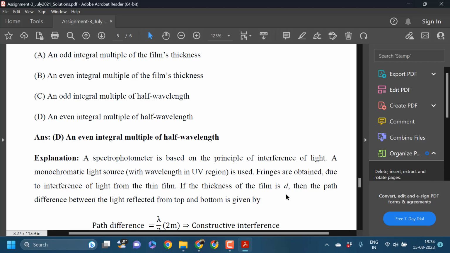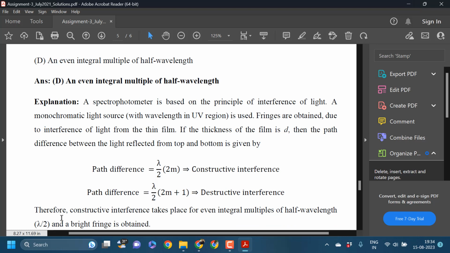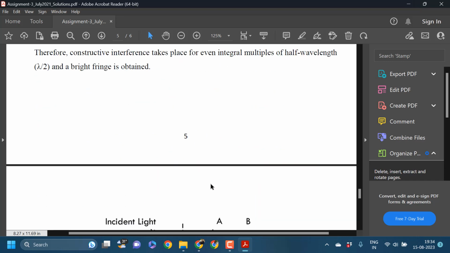If the thickness of the film is d and the path difference between the light reflected from the top and bottom is given by 2m into lambda by 2. Usually we write 2m or 2n, where n is the order of reflection. 2n into lambda by 2 is constructive interference. 2n plus 1 into lambda by 2, that is odd into lambda by 2, is destructive interference. So constructive interference takes place for even integral multiples of half wavelength, and a bright fringe will be obtained. So that's the case.